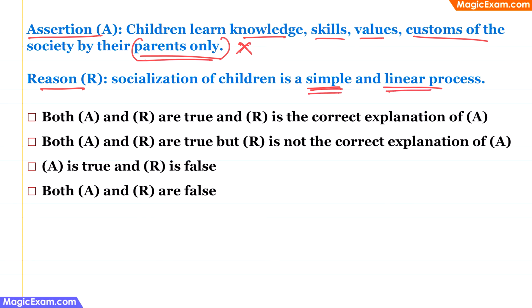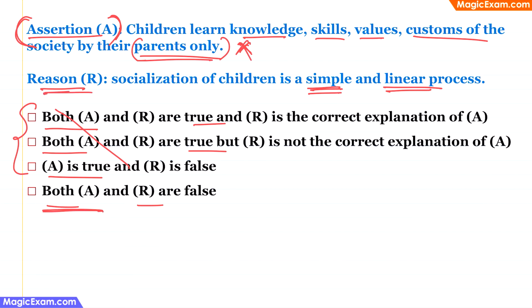Therefore, since assertion A itself is wrong, look at the answer choices. First one says both A and R are true. The next one says both A and R are true. The next one says A is true. In all the three, A is being mentioned as a true statement. Therefore, these are incorrect. The last one says both A and R are false. Since A is already false, this is the only option that we can choose. And R is also false. Therefore, the correct answer is both A and R are false.